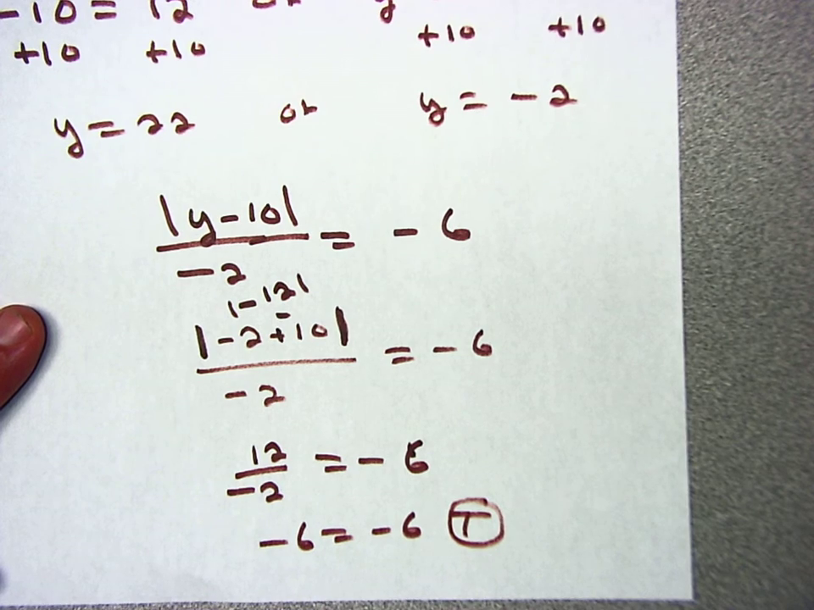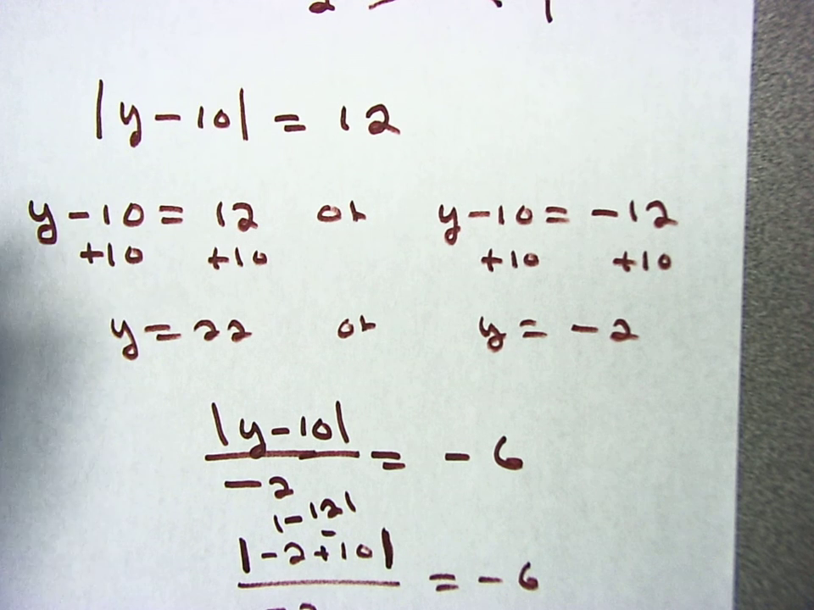So you can plug these values in, and again, say to yourself, 2 bars, 2 answers.